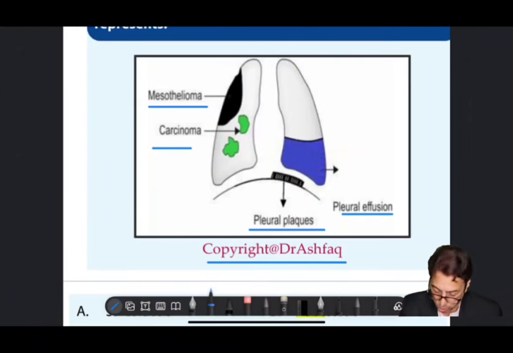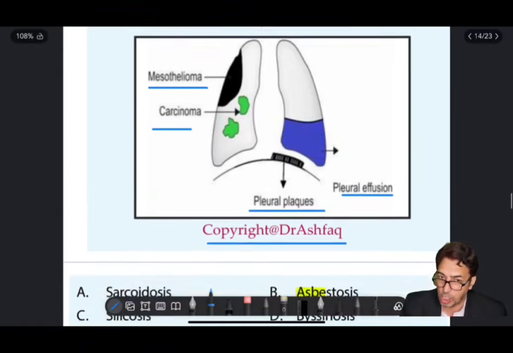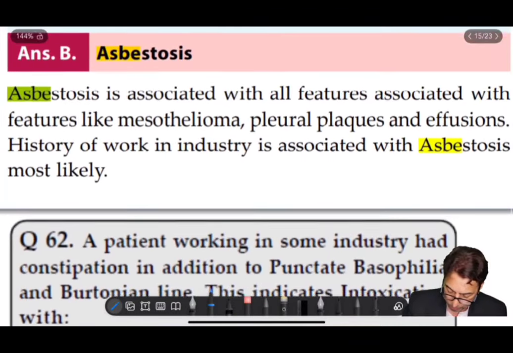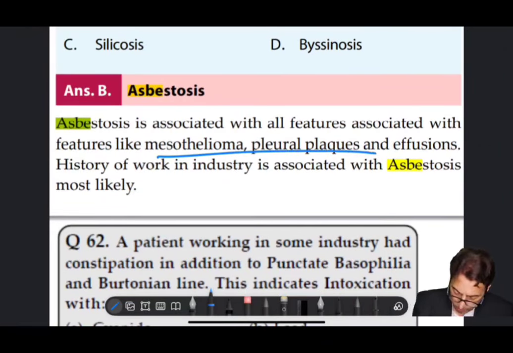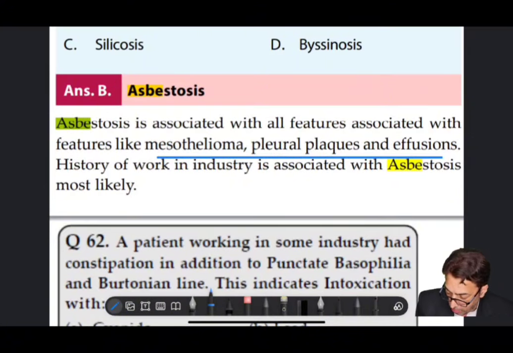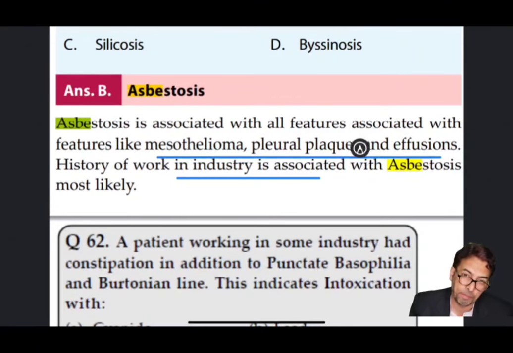So this is asbestosis. Remember this figure, and your worries about occupational lung disease, at least one, asbestosis, is gone. So then, in the explanation, simple, short, crisp, lucid. Mesotheliomas, pleural plaques, effusions. History of work in the industry, as I was mentioning.